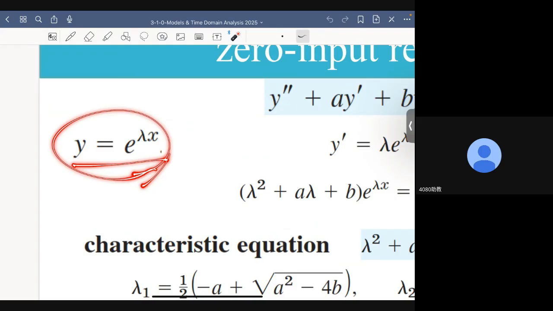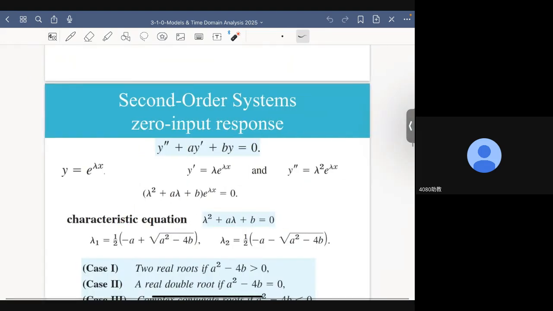to the lambda x. e apparently is the exponential function. Lambda is what we call, in the course of engineering mathematics, eigenvalues, right? Or sometimes we refer to lambda as characteristic values, okay? But in the domain of control, lambda is often called the pole of the system, okay? In different domains, we use different terminology, but eventually they represent the same thing, all right?